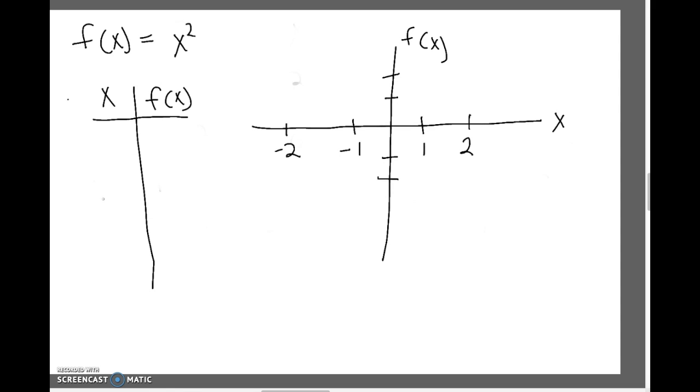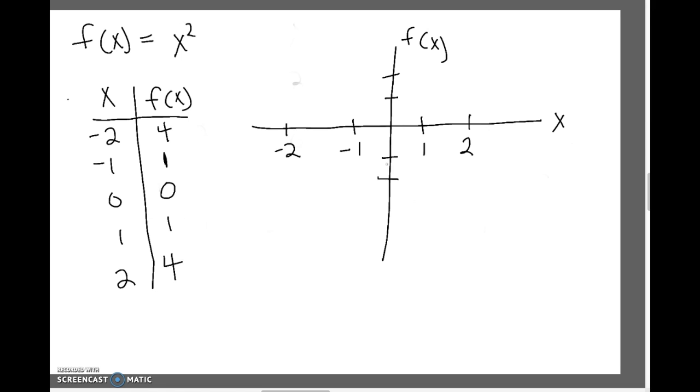The last function we'll consider in this video is f of x equals x squared. What this function does is take an input x and return its square as an output. So let's get some x values going. If we plug -2 into f of x equals x squared, we get -2 squared, which is 4. -1 squared is 1. 0 squared is 0. 1 squared is 1. And 2 squared is 4.